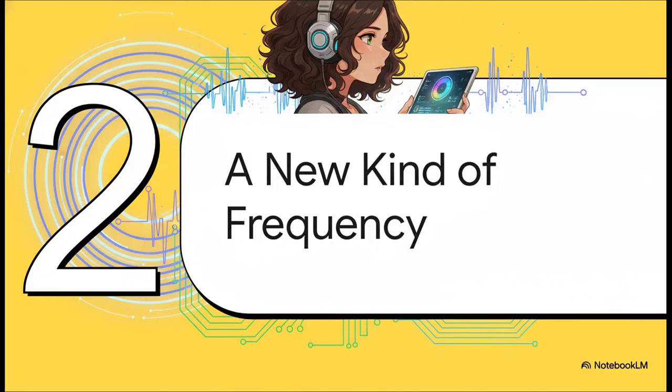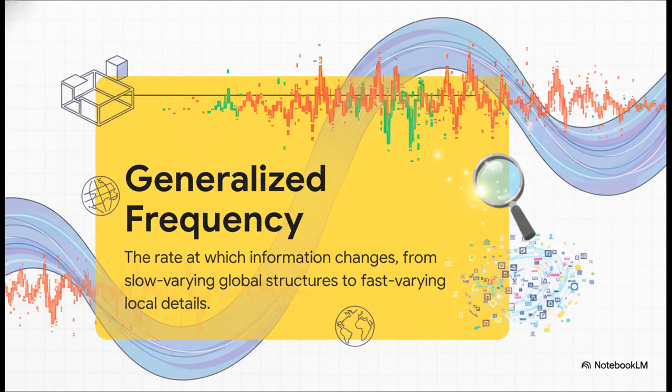All right, so we've seen the what, but what about the how? To really wrap our heads around this, we need to shift gears a little, move from that visual analogy to the science underneath it all. And that involves a totally new way of thinking about frequency itself. Yeah, when we say frequency here, we're not just talking about sound waves. This is a much broader idea. Think of it as the speed at which information changes.